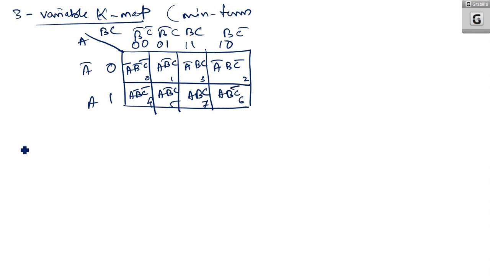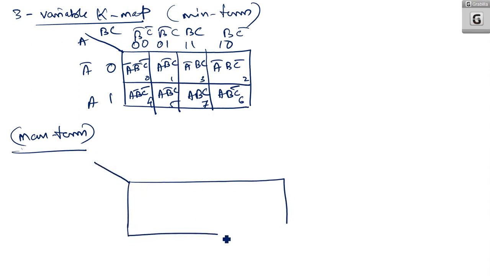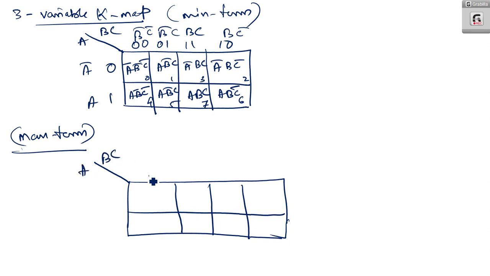Okay. If you are writing the maxterm form of this three variable K-map, this is minterm form. If you are writing the maxterm form, you can write in this way. So let me draw the three variable K-map. A, B, C, 0, 0, 0, 1, 1, 1 and 1, 0. This is 0, 1, A bar. This is B or C, B or C bar, B bar or C bar, B bar or C.